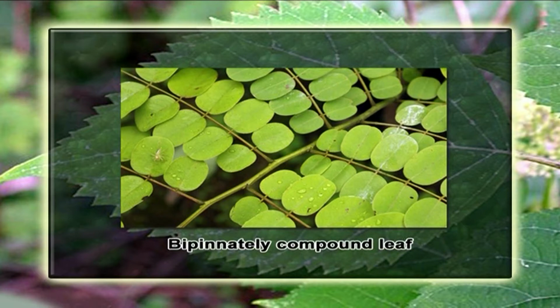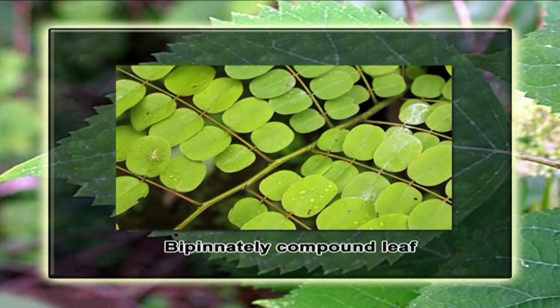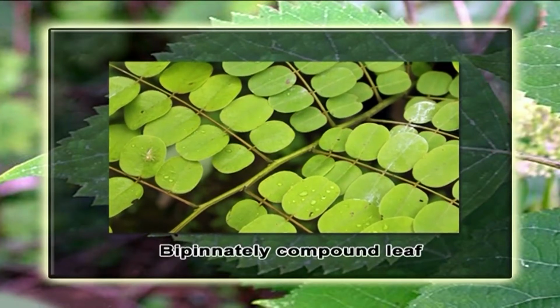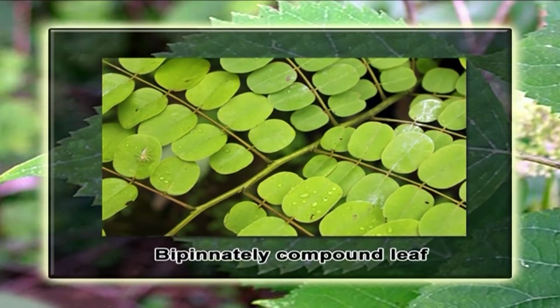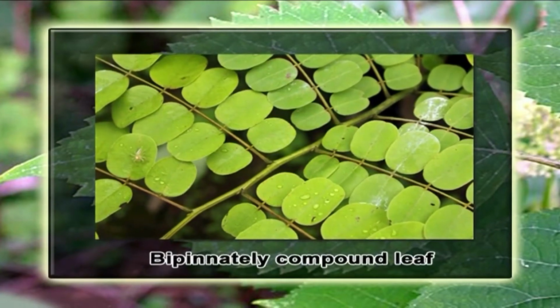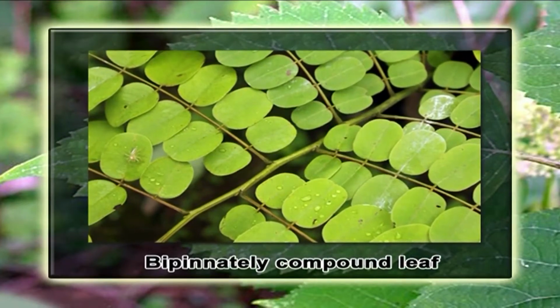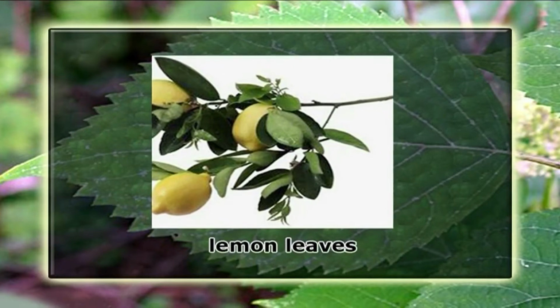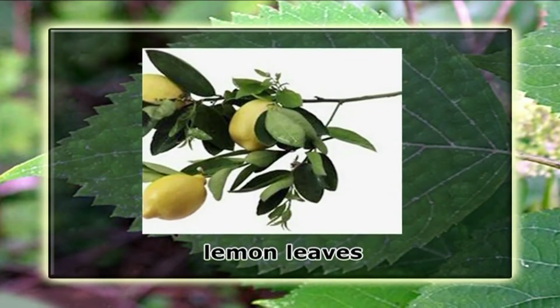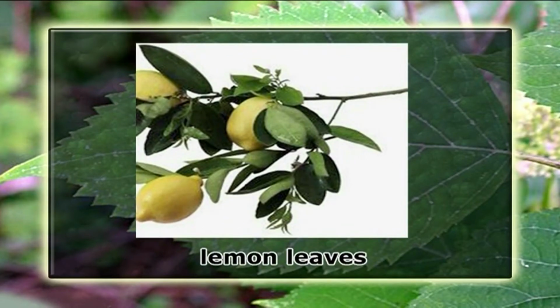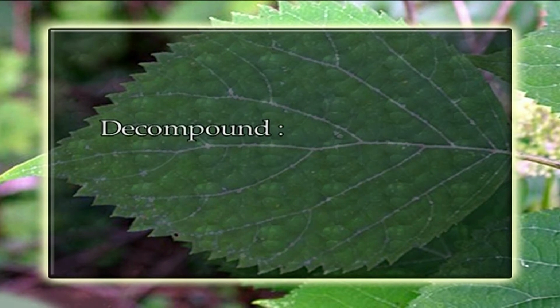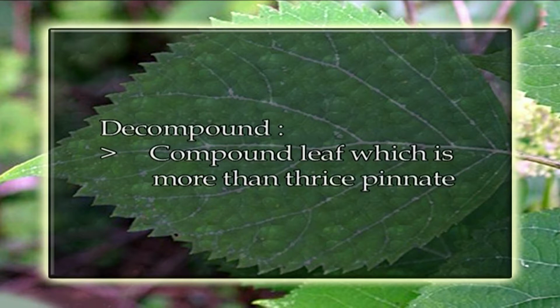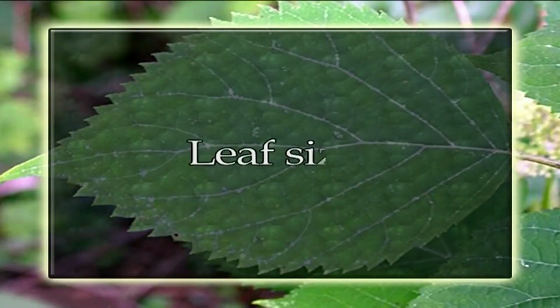Now, bipinnate. It is a twice pinnate compound leaf. The pinnae are dissected again into pinnules. Thus, the main rachis produces secondary axes which bear the pinnules. For example, Acacia nilotica, Mimosa pudica, etc. Then, tripinnate. A thrice pinnate compound leaf. That is, the secondary axis produces the tertiary axis which bears the pinnules, for example, in Moringa. Now, decompound. It is a compound leaf which is more than thrice pinnate, for example, in carrot, fennel, coriander, etc. Now, leaf size. Leaves show great diversity in size.